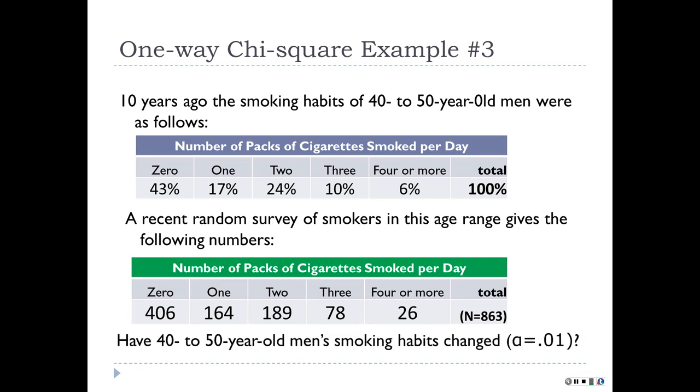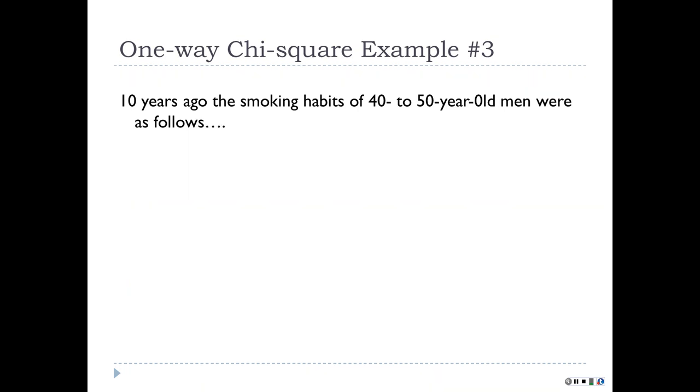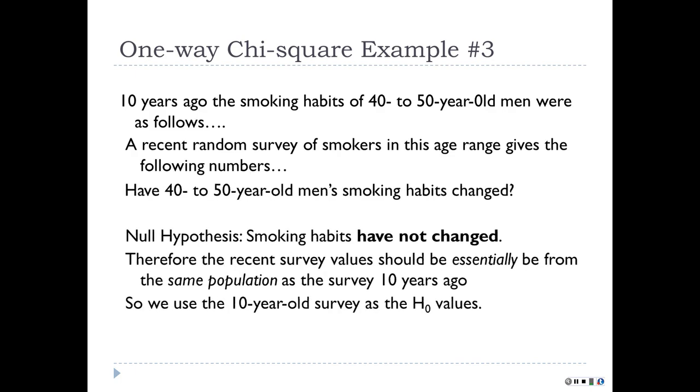And let's say alpha is 0.01. We want to be really sure if we conclude that they've changed. So have these smoking habits changed? When we've got this going on here, our null hypothesis is going to be that the smoking habits have not changed. And so think this through.